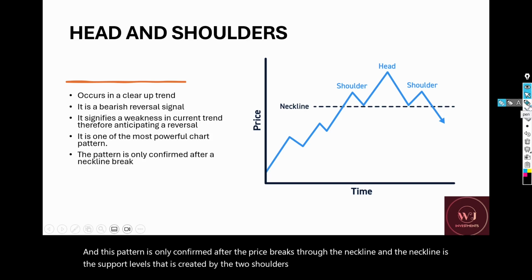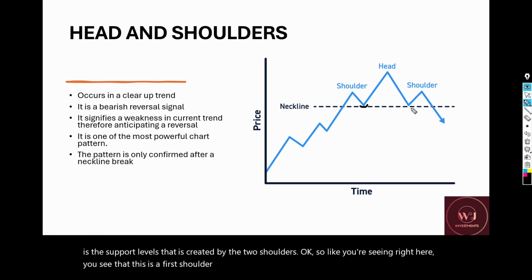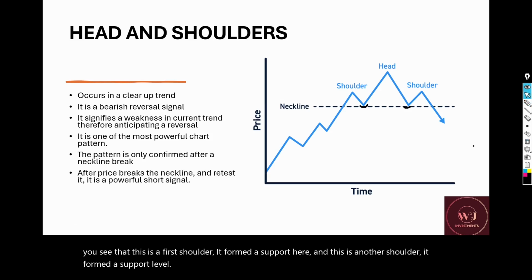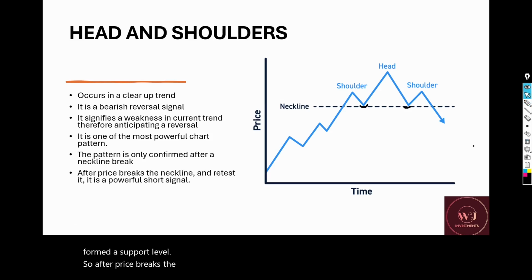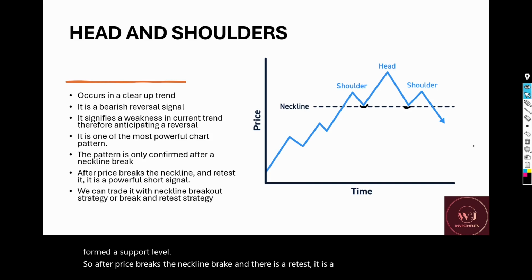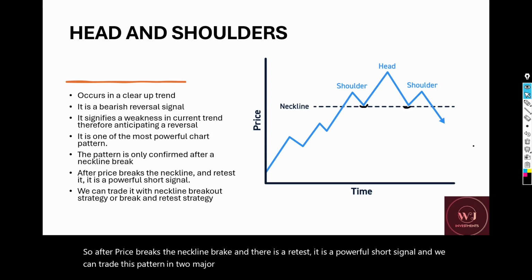Okay, so like you're seeing right here, this is the first shoulder, it formed a support here, and this is another shoulder, it formed a support level. So after price breaks the neckline and there is a retest, it is a powerful short signal, and we can trade this pattern in two major ways. The breakout strategy we have been looking at in different videos, and then the break and retest strategy.